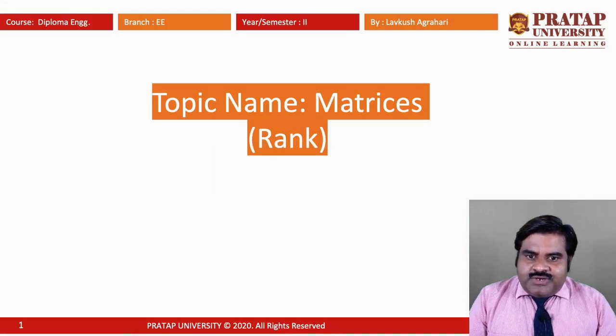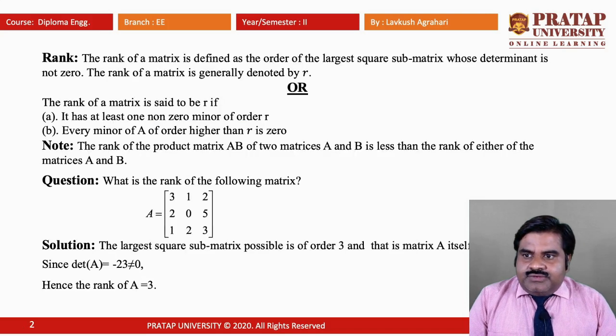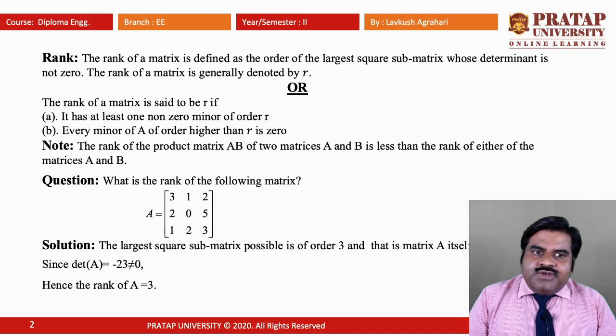In the continuation of matrices, today we are going to study the rank of matrices. The definition of the rank is: the rank of a matrix is defined as the order of the largest square submatrix whose determinant is not zero. The rank of a matrix is generally denoted by small r. Another definition is: the rank of a matrix is said to be r if it has at least one non-zero minor of order r. Every minor of the matrix of order higher than r is 0.